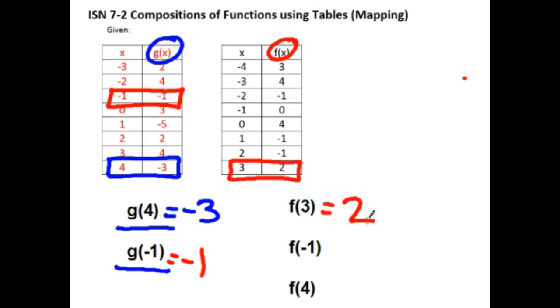In the table labeled F, I find an X value of -1. What's the Y value that goes with it? In the table labeled F, I find the X number of 4. What's the Y value that goes with it?